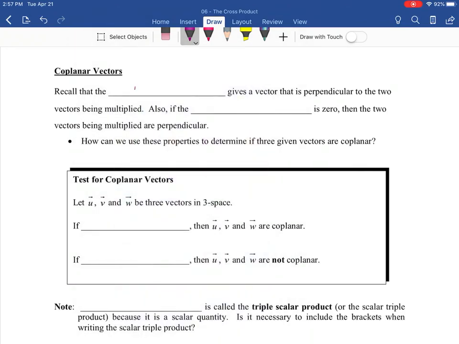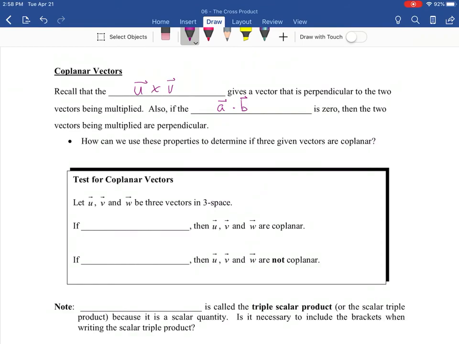Coplanar vectors. So, a big idea here. Recall that u cross v gives a vector that is perpendicular to the two vectors being multiplied. So that means that we also know that if we have two vectors and we dot them to get 0, then the vectors are perpendicular. How can we use these properties to decide if 3 vectors are coplanar?